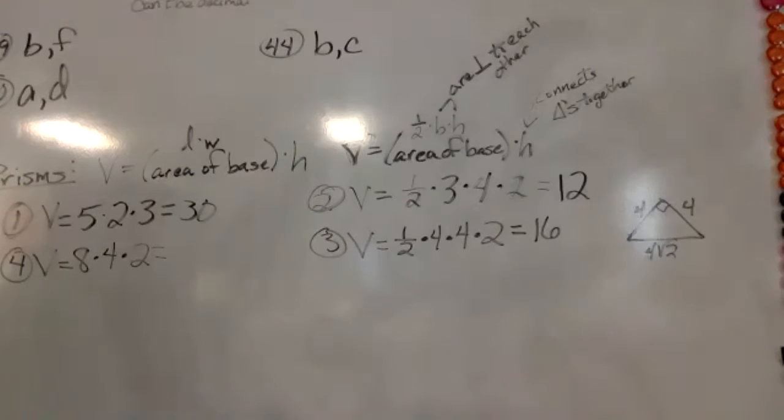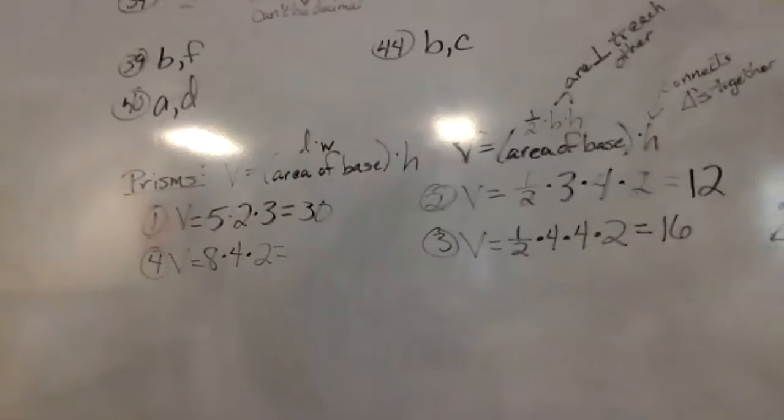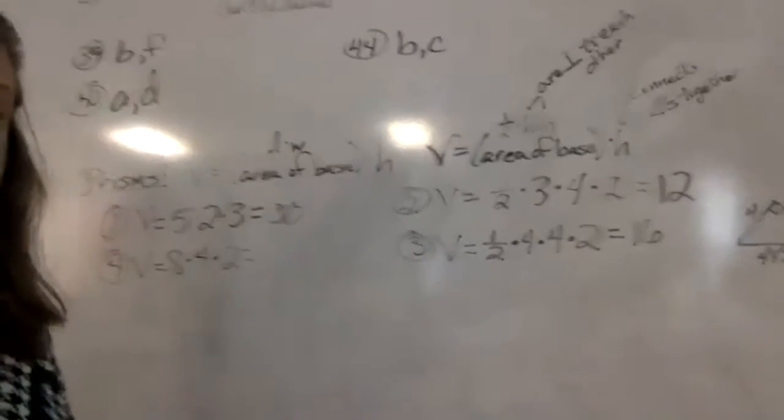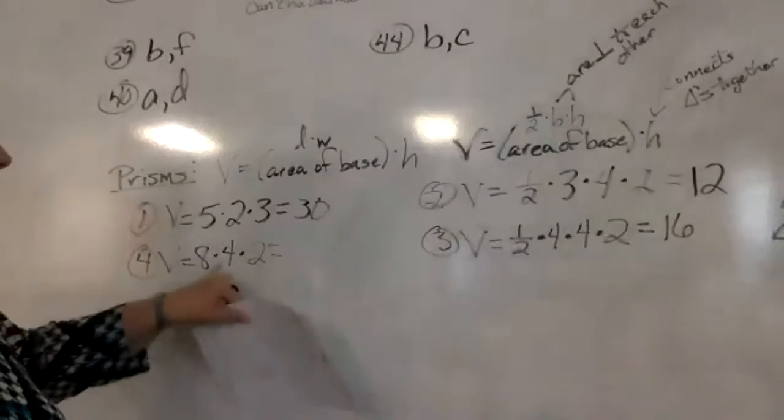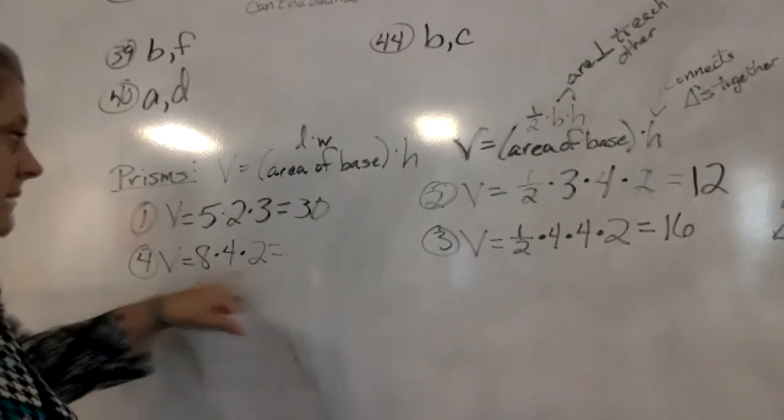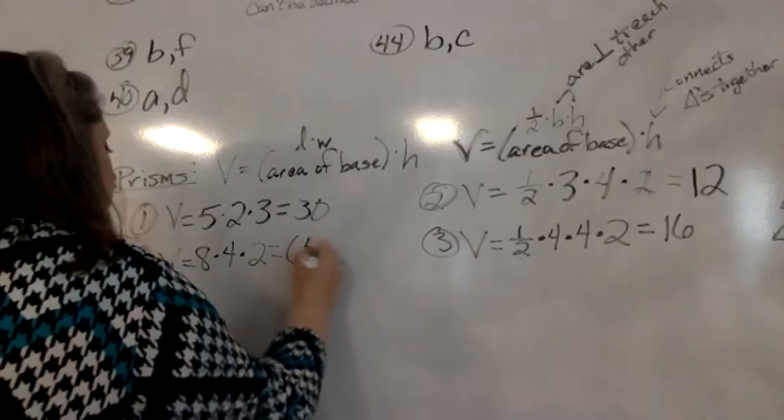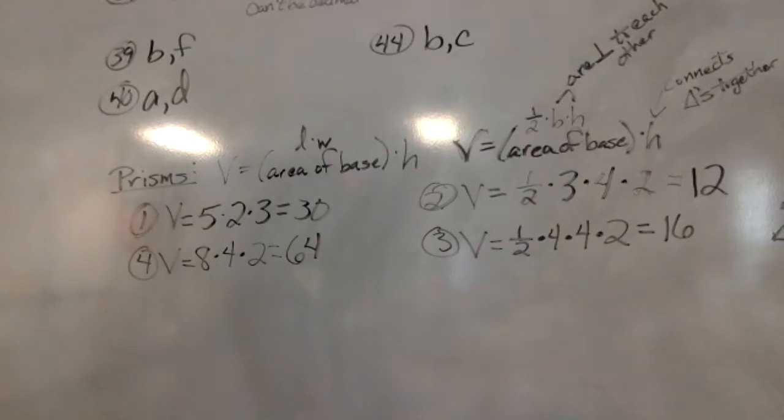Okay. Good. Now you should be able to do this without a calculator. This is basic multiplication. 4 times 2 is 8. 8 times 8 is 64.